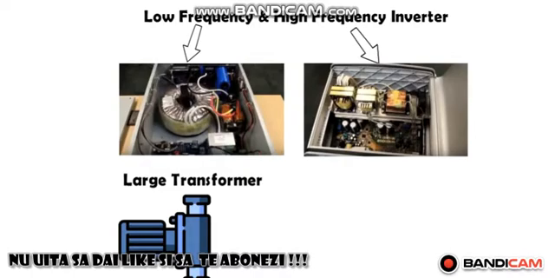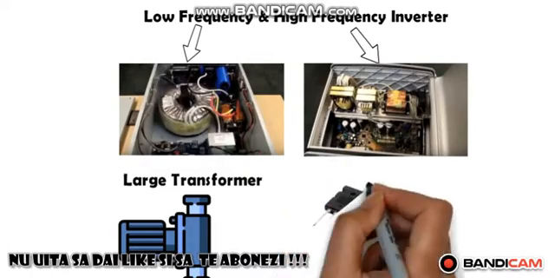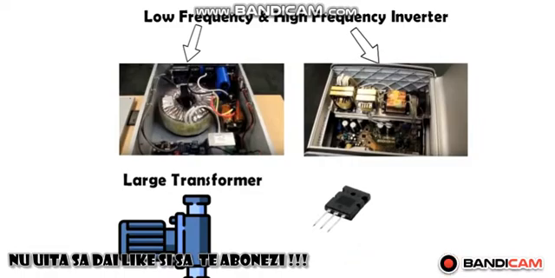Field effect transistors in low frequency inverters can operate cooler, in part due to the slower frequency of switching required to produce AC power. In a high frequency inverter, there are almost twice the number of components compared to low frequency inverters. Nonetheless, they are still smaller and lighter overall because of the absence of a large central transformer.